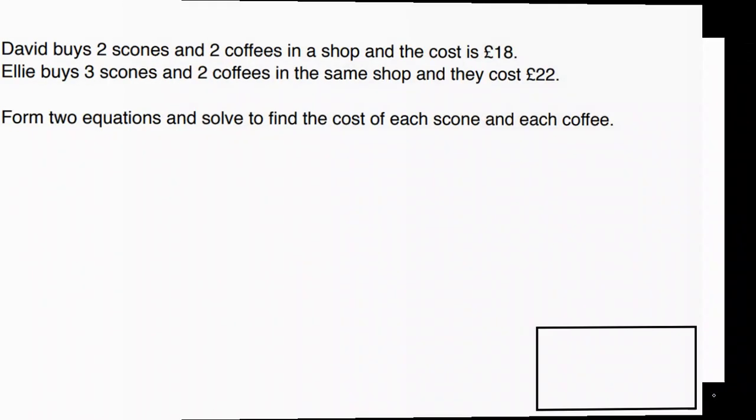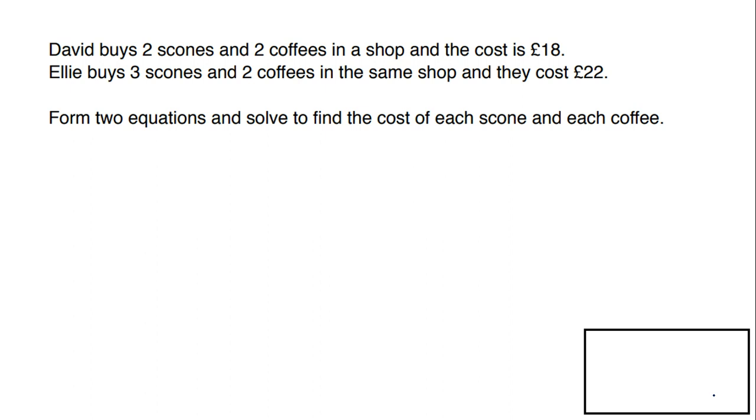So, to begin with, today's question is: David buys two scones and two coffees in a shop, and the cost is £18. Ellie buys three scones and two coffees in the same shop, and they cost £22. Form two equations and solve to find the cost of each scone and each coffee. Now, this question requires us to form equations, and for forming equations, you need to carefully analyze the two quantities involved. In simultaneous equations, we have two equations, and each equation has two different variables.